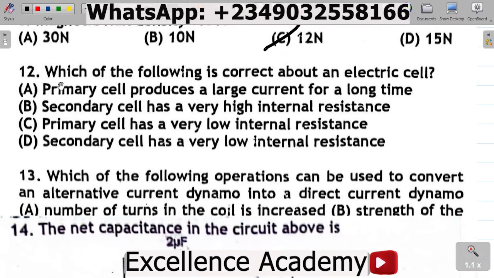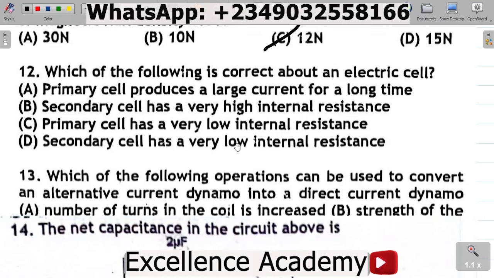Next up, number 12. Which of the following is correct about an electric cell? A, primary cell produces a large current for a long time. B, secondary cell has a very high internal resistance. C, primary cells have a very low internal resistance. D, secondary cells have a very low internal resistance.